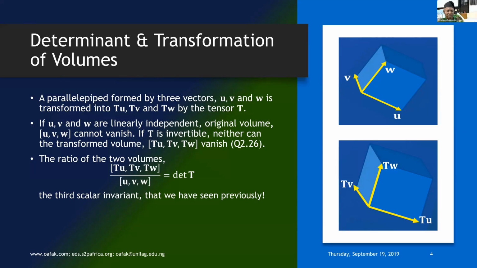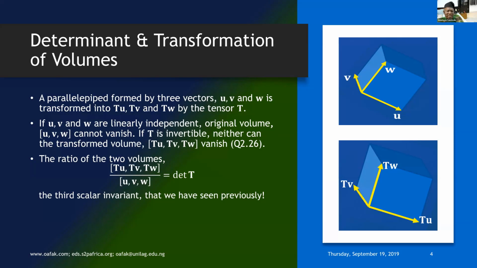If instead of choosing U, V, W, I choose I, J, K, or E1, E2, E3, what would be the denominator of this expression? The denominator will be 1. So if you are looking for a way to calculate the determinant of your tensor, just choose I, J, and K. The first thing there, use the tensor on I, use the tensor on J, use the tensor on K, and form the scalar triple product. And the answer you get is the determinant of the tensor.